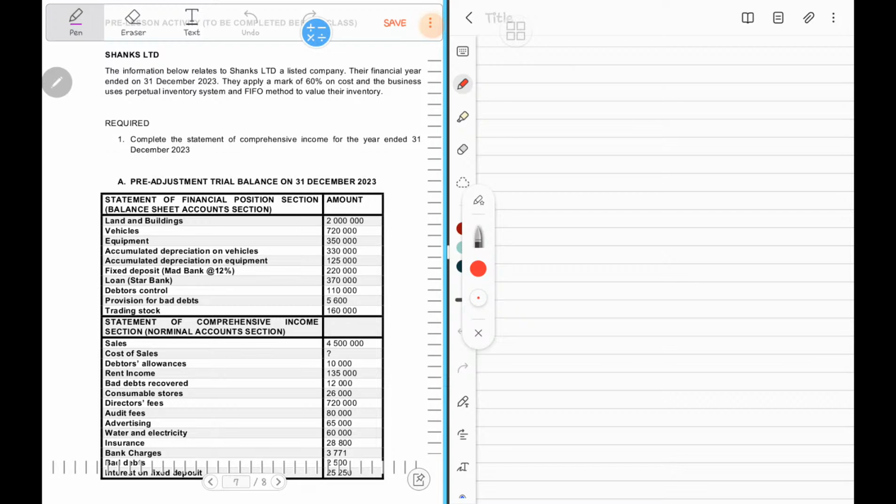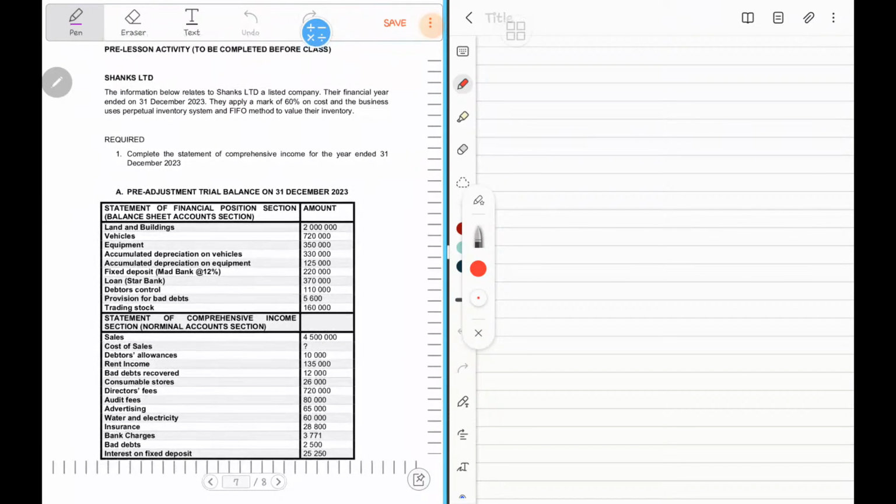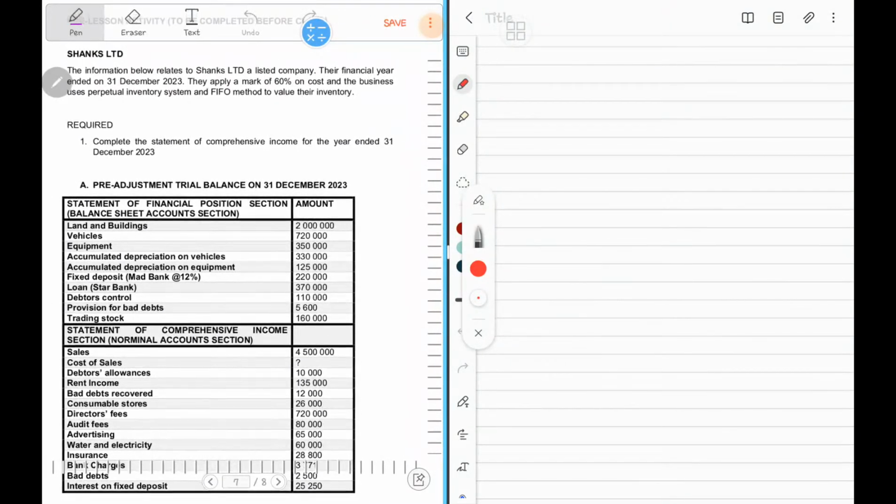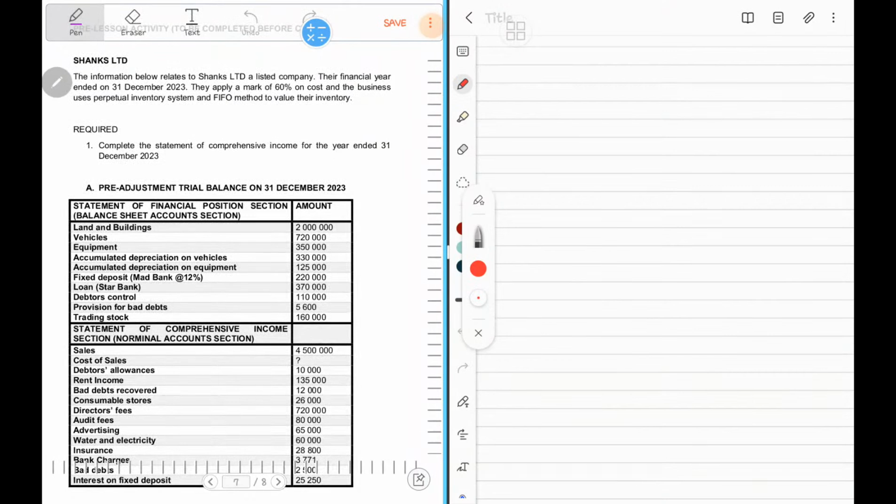So we are given information that relates to Shanks Ltd. We are being told that the information below relates to Shanks Ltd, a listed company, meaning that this is a public company. They are issuing their shares to the public through the JSE. Then we're being told that their financial year ended on the 31st of December 2023.